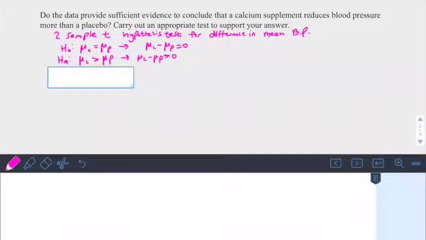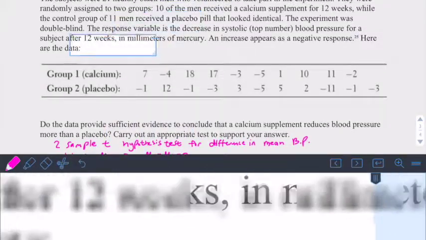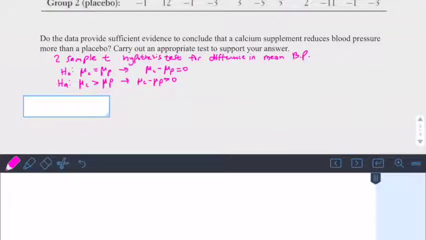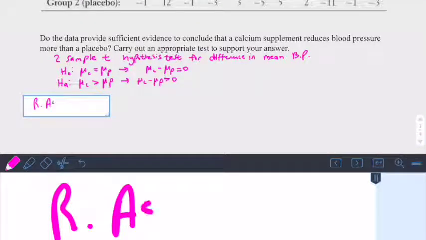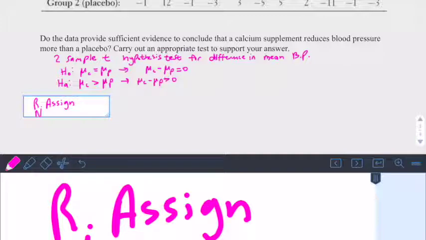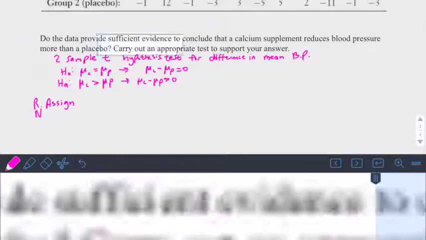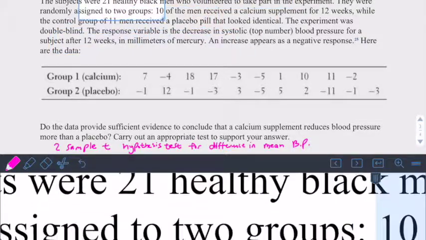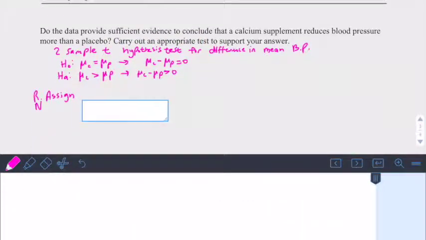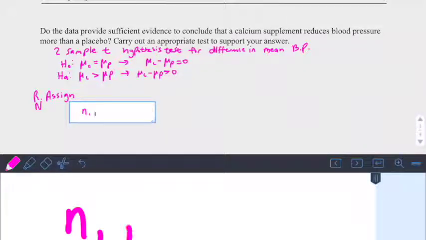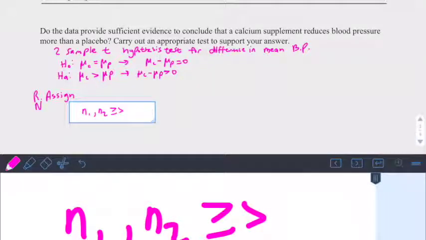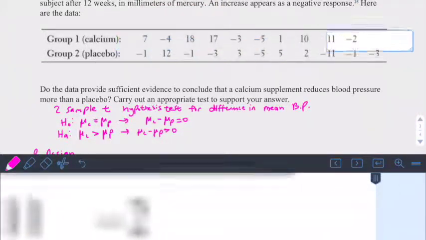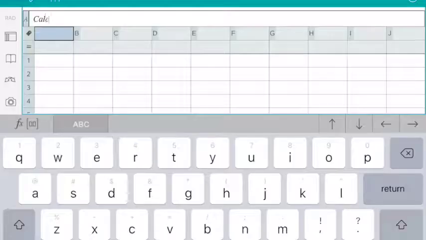Then we need to check our conditions. Well, we know that it was from a randomized experiment. They were randomly assigned to groups, so we have random assignment. We need to check the normal with the actual values, right? Since we only have 10 and 11, that's not greater than or equal to 30, so the sampling distribution will be approximately normal if the data looks approximately normal.